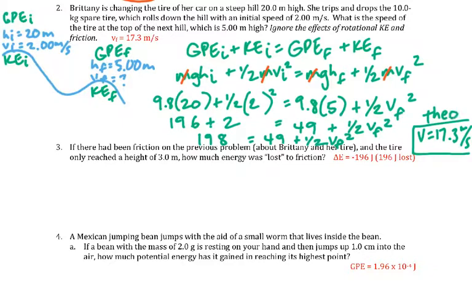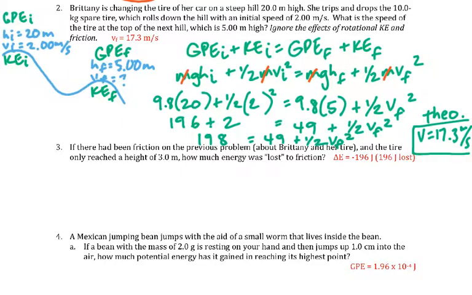That's how fast it should have been going. It was not going that fast. And so it actually only reached 3 meters instead of 5 meters at the end. It didn't make it as high up the hill. Okay, so how much energy was lost to friction?